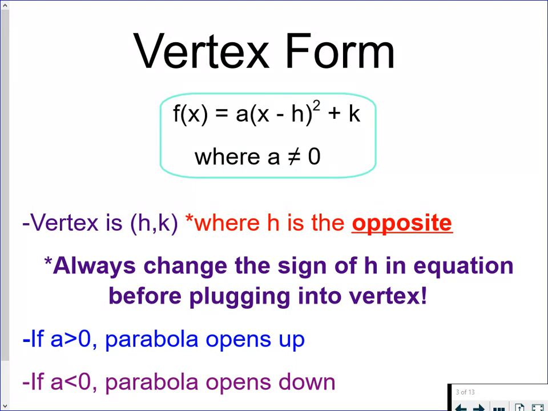Move that out of y'all's way. Okay, so vertex form, there's your formula. Y equals, or f of x equals a, then x minus h squared plus k, where a cannot be 0.